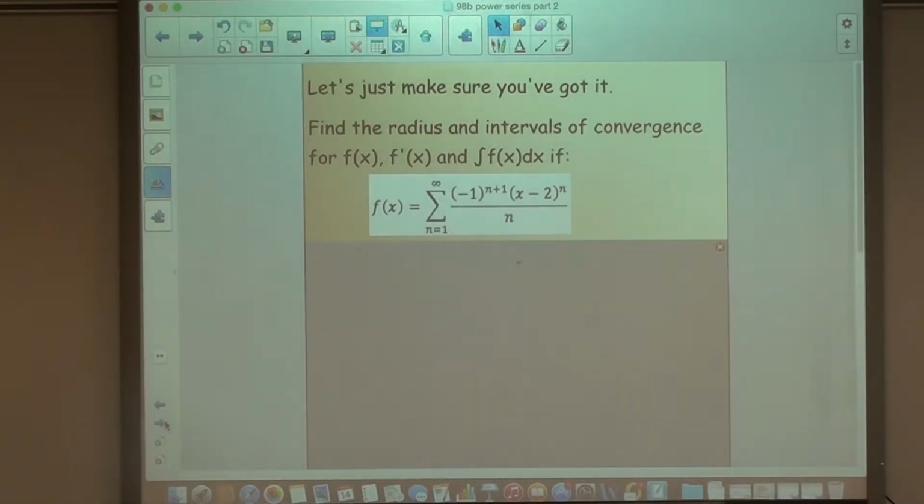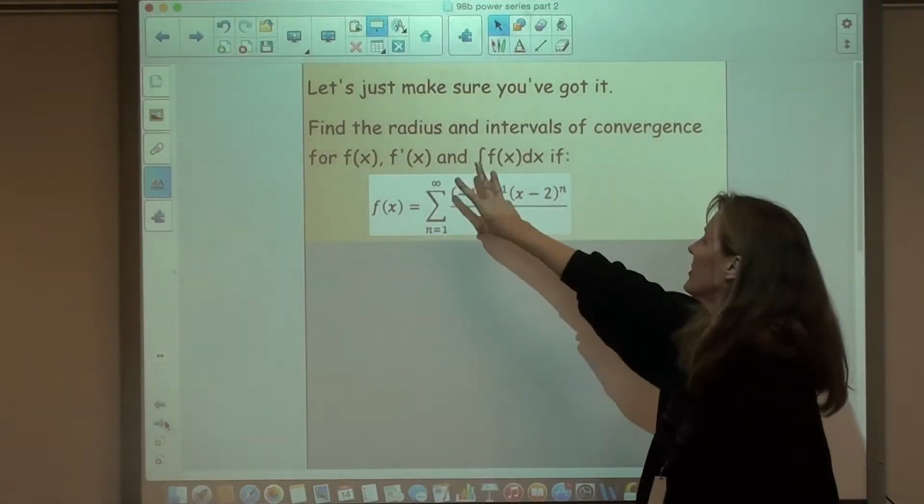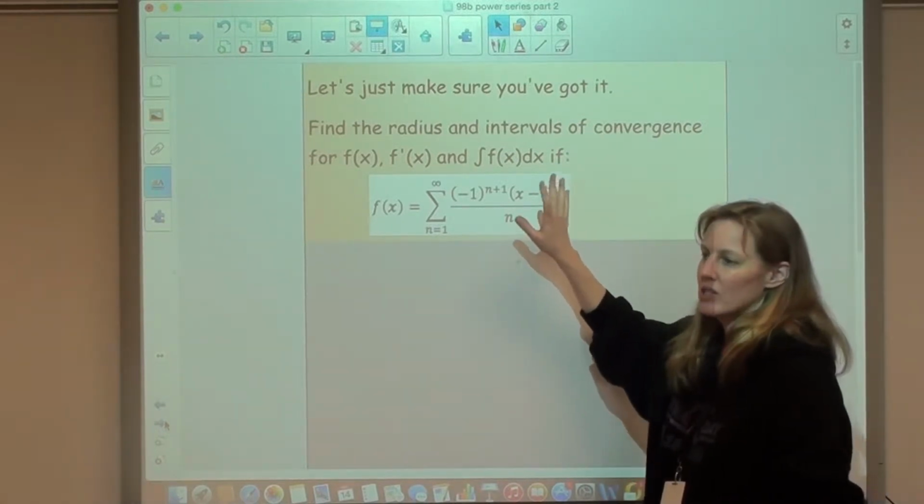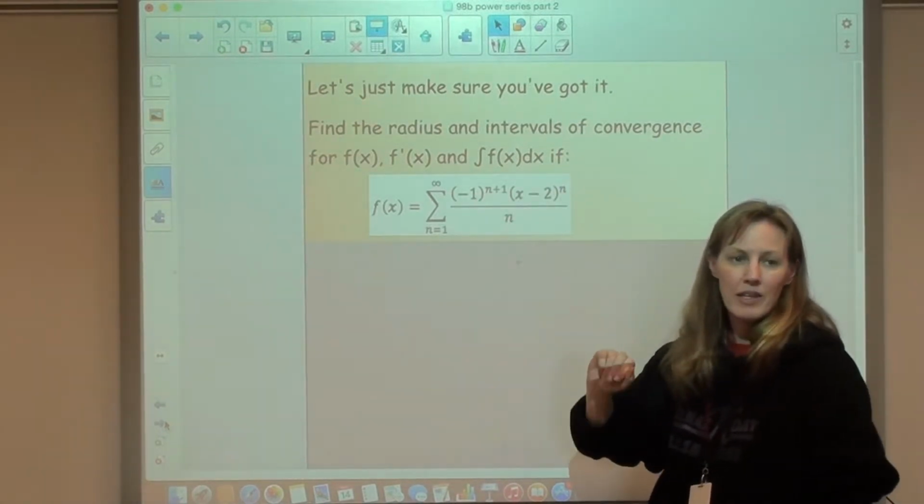Remember, guys, for the derivative, you're just differentiating the function with respect to x, right? Everything else just think of as a coefficient. Everything else just gets multiplied by the answer in here.